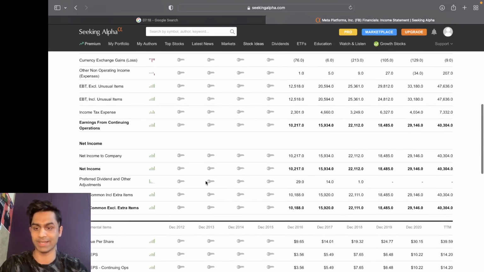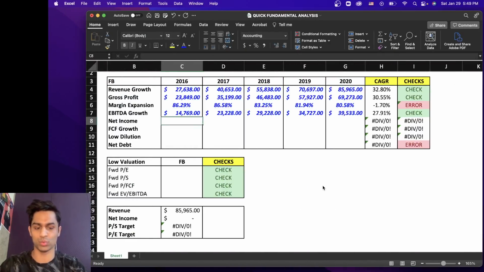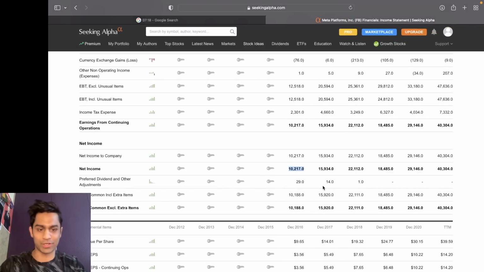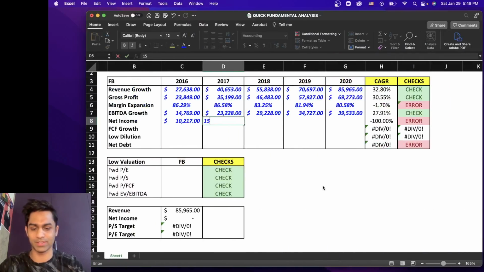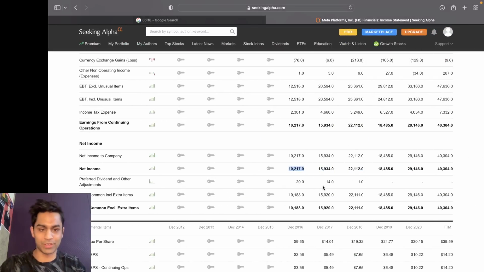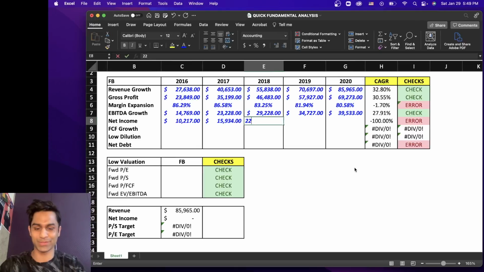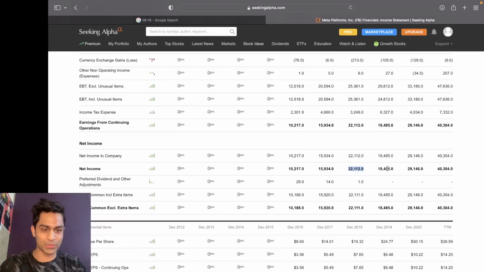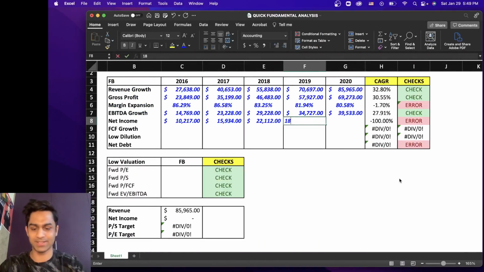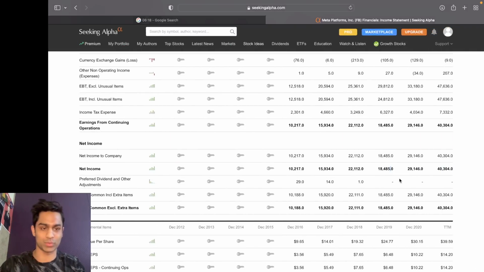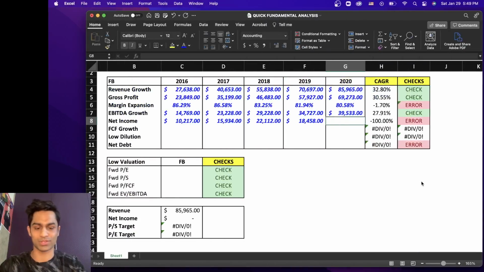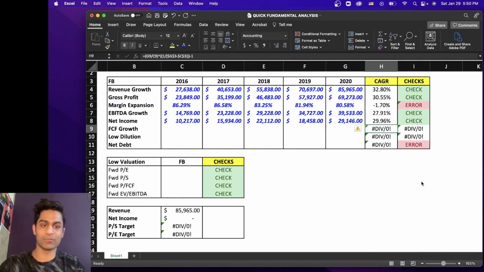And then we are going to move on to net income. Net income is going to be 10,217. Then we move on to 15,934. Then we move on to 22,112. And then we move on to 2019, 18,458. Then we got 2020, finally 29,146. So for net income, we've got a nice 30% compounded annual growth rate, a very, very nice growth for Facebook's bottom line, and that is also a check mark for Facebook.